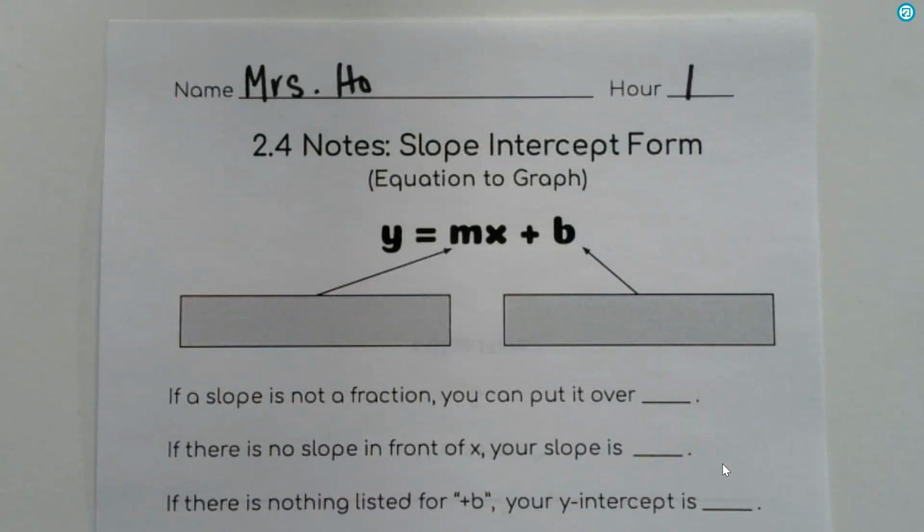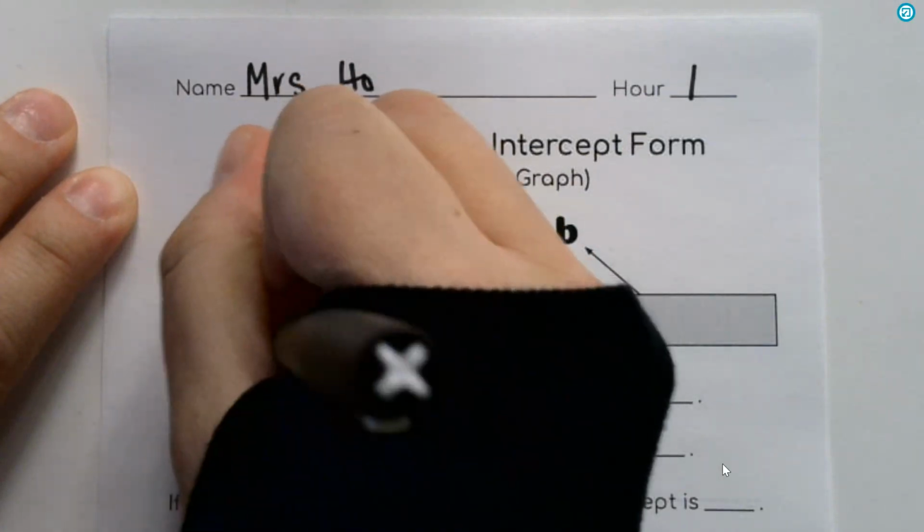Our slope-intercept form of the equation is y equals mx plus b. So our equation is y equals mx plus b. In our equation, m always is going to stand for slope. So in this box right here, write down the word slope.